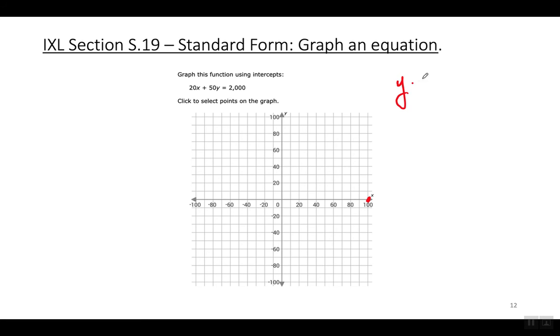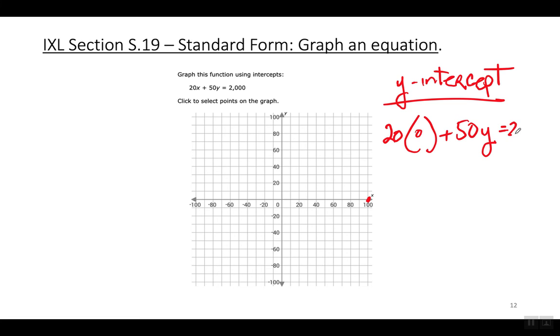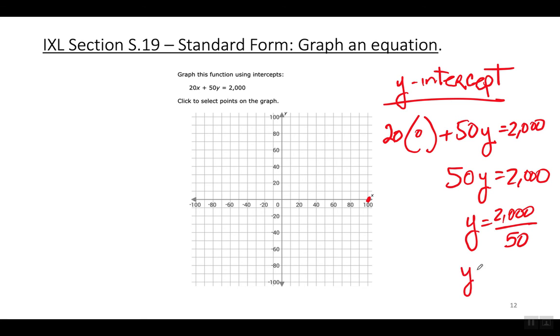Now to find my y-intercept, I'm going to make x equal to 0 and solve for y. So when x is 0, y is 40. And that's my y-intercept.